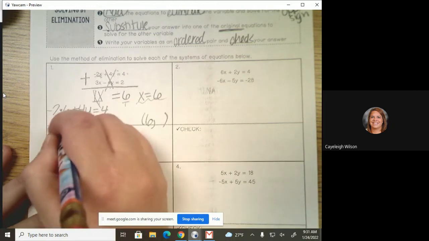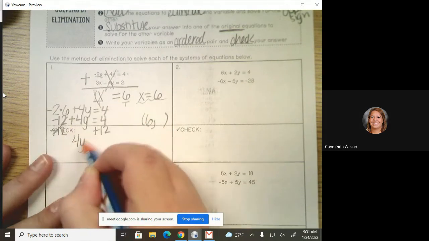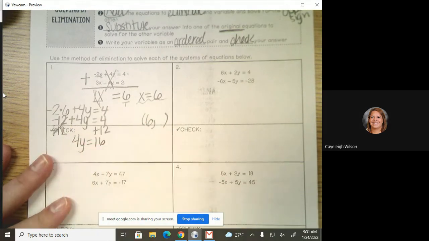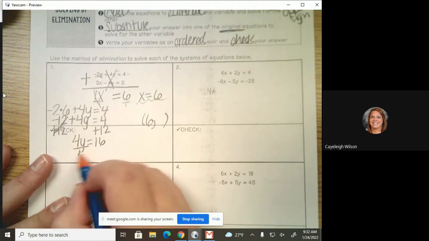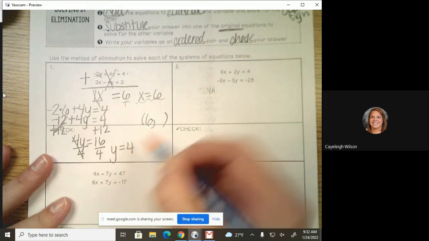I'm going to add the 12. So that's 4y equals 16. And divide by 4. So y equals 4.